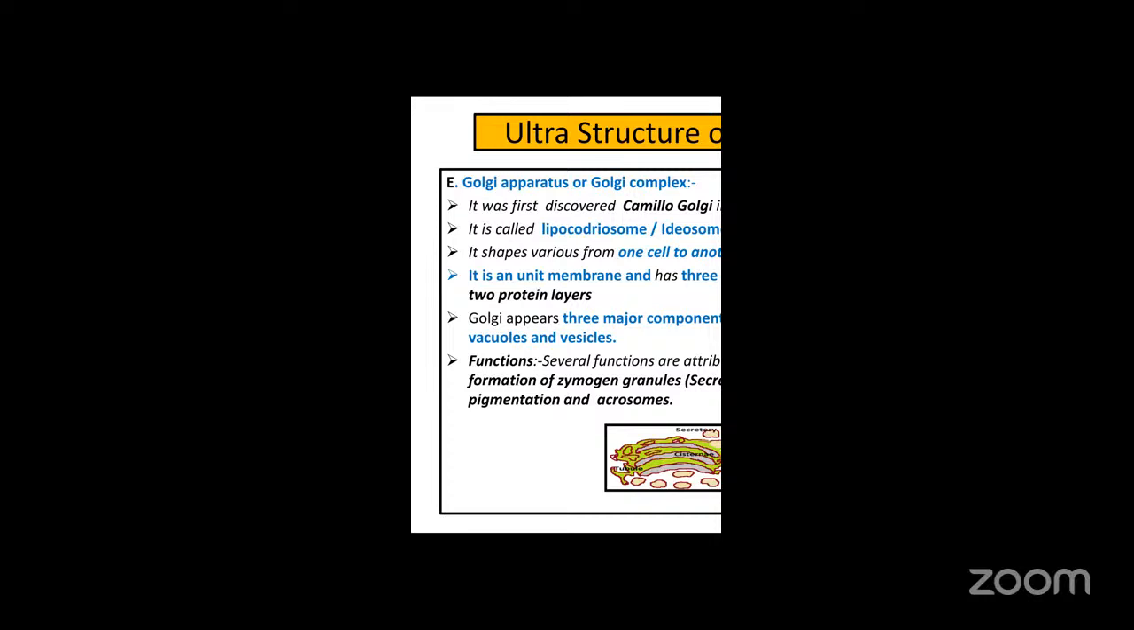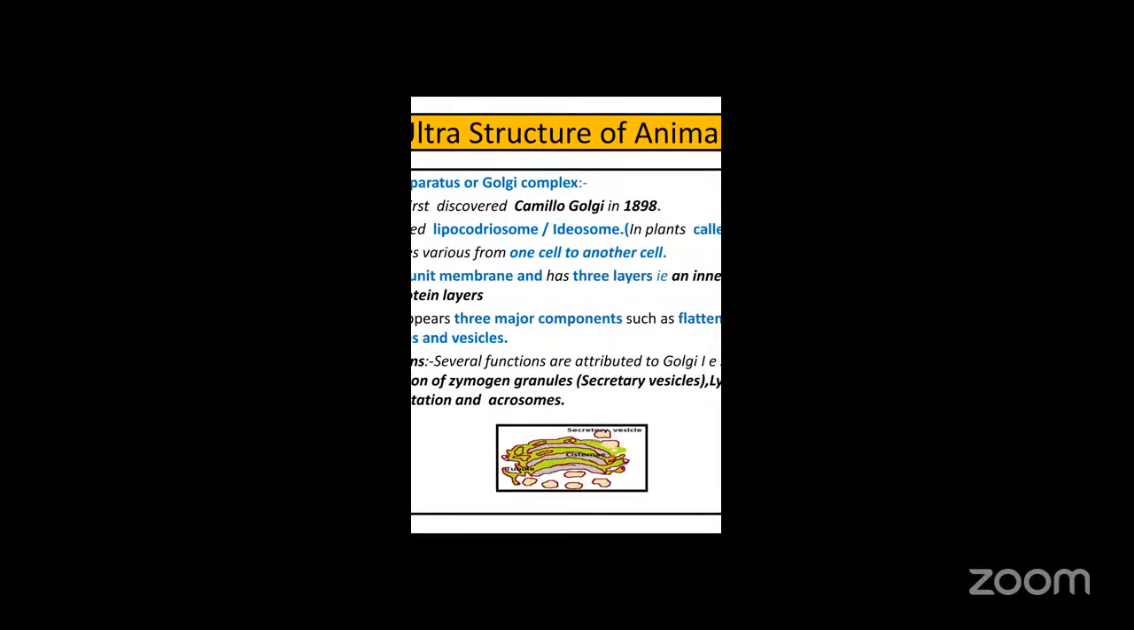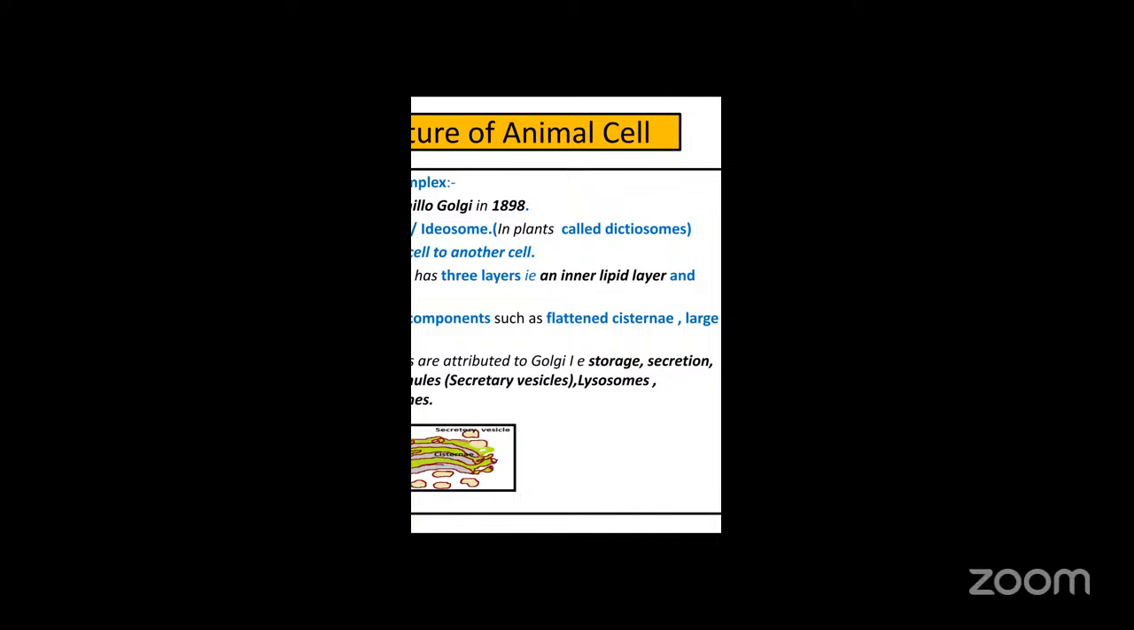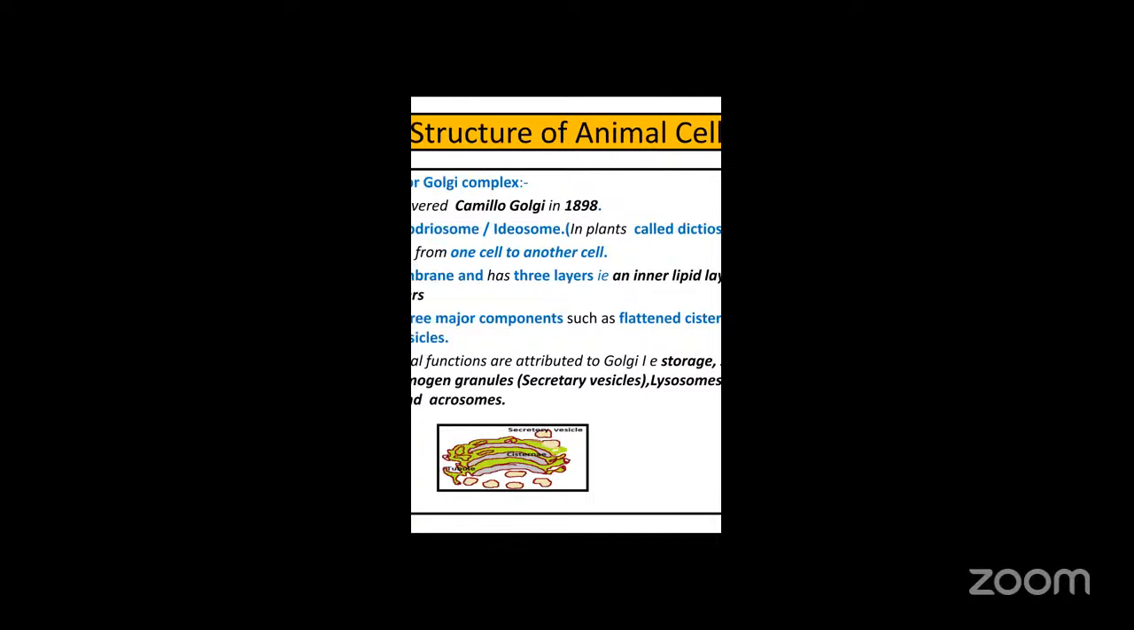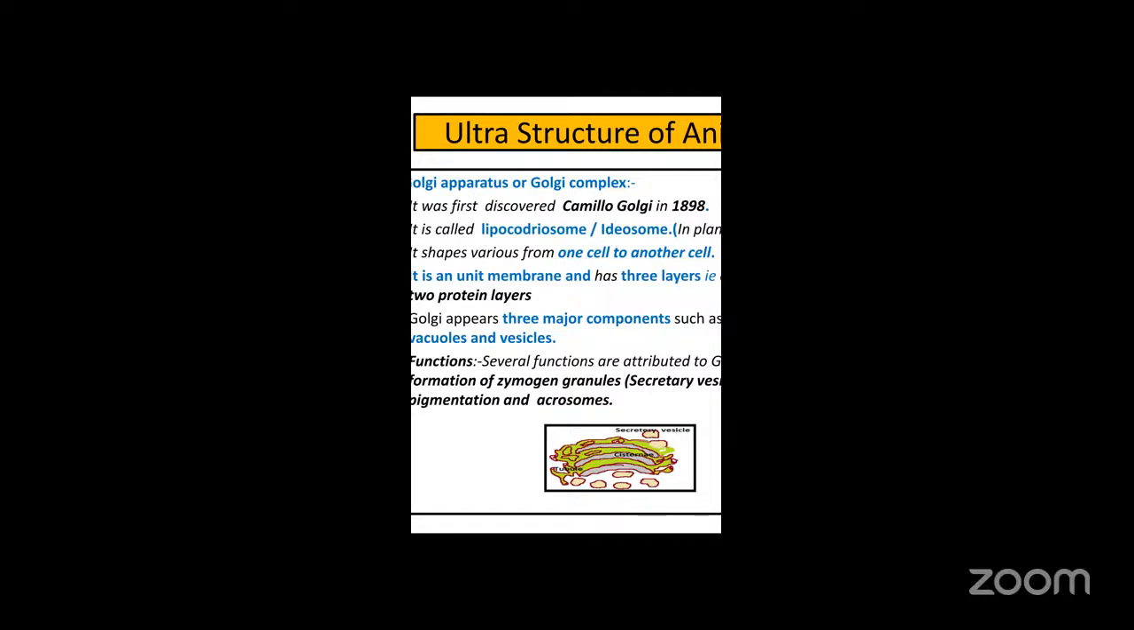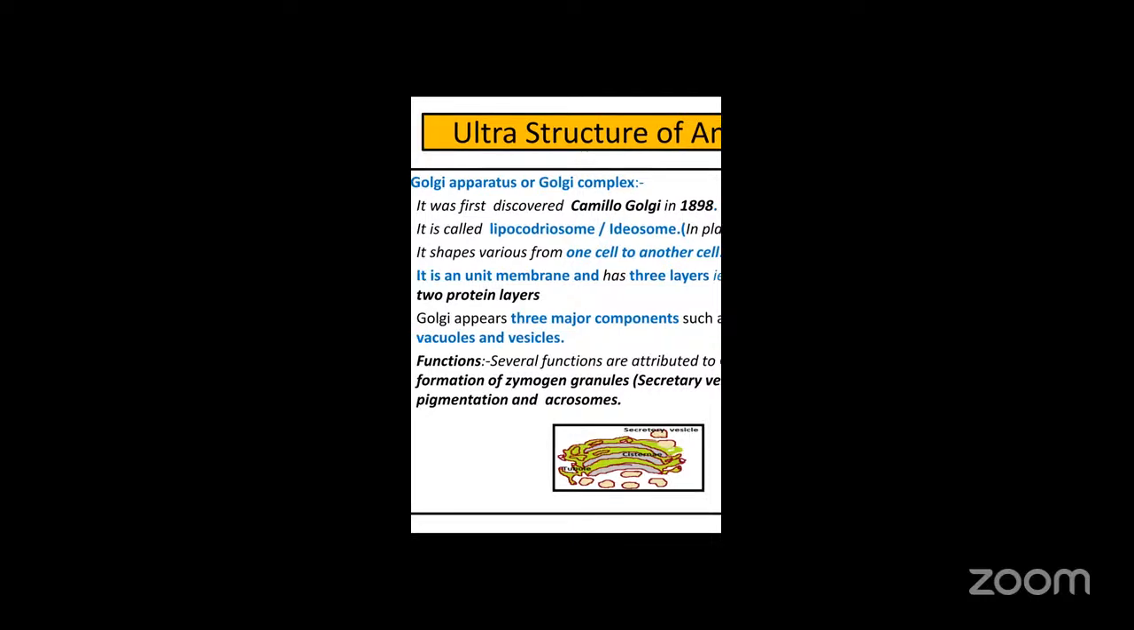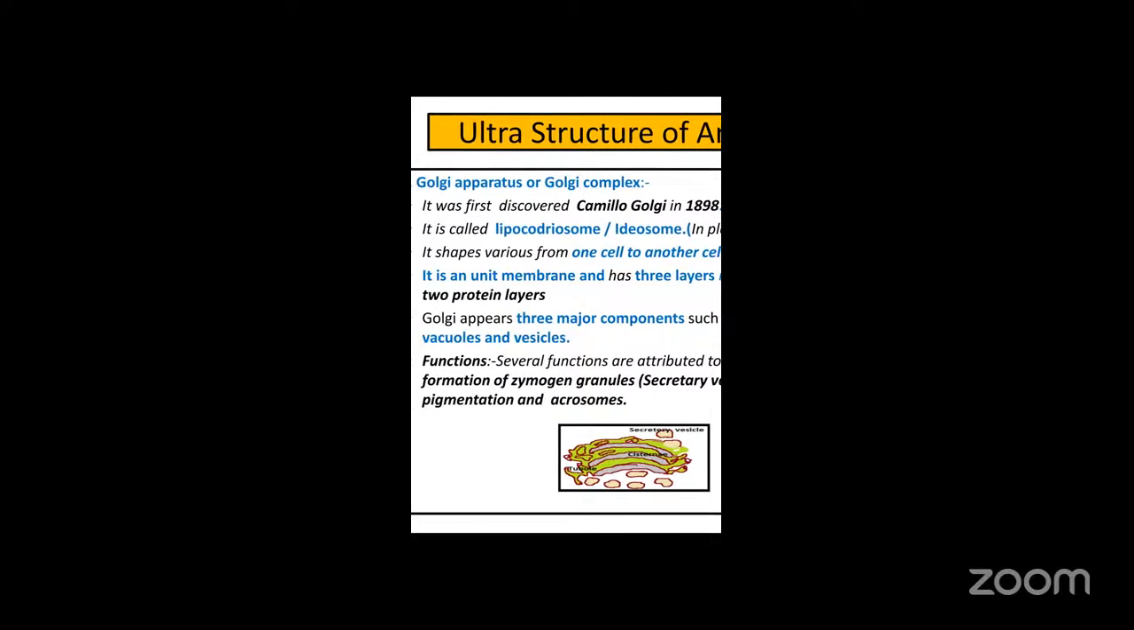So it has got a number of functions, like it can store, it can secrete, and it also can form the zymogen granules, it can form the lysosomes, then it can form pigments as well as the chromosomes. So this is about the Golgi apparatus or the Golgi complex.